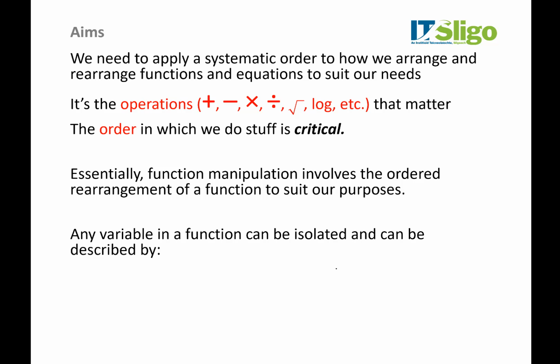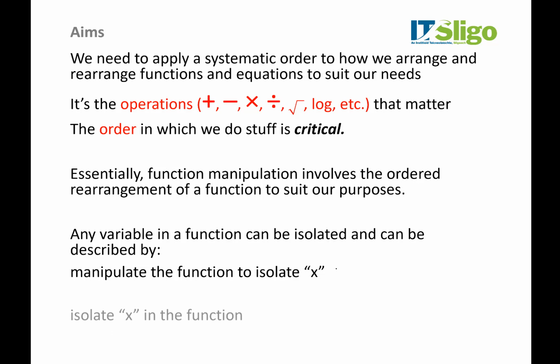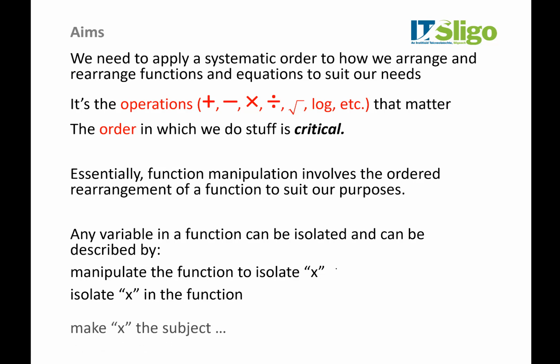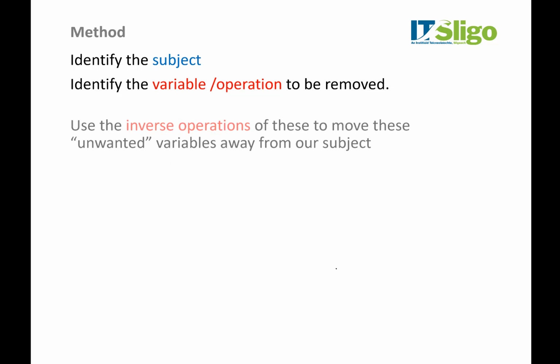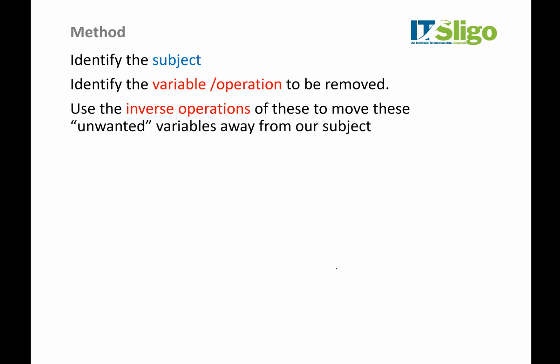So any variable in a function can be isolated. And this kind of procedure can be called manipulate the function, isolate x in the function, make x the subject. There's lots of different ways of saying it. So you'll probably come across most of them in this module anyway. So your method, first of all, identify the subject. That's what you're asked to isolate. I have him colored blue. Then identify what we need to move. And we're going to use the inverse operators to move these unwanted bits away.